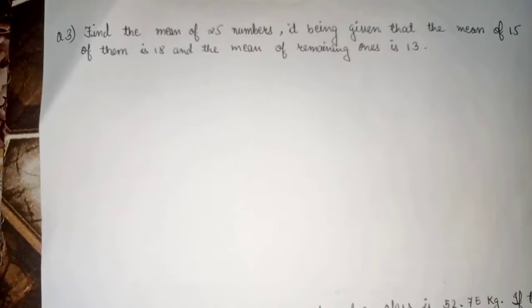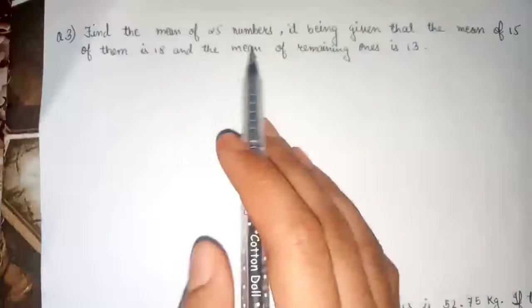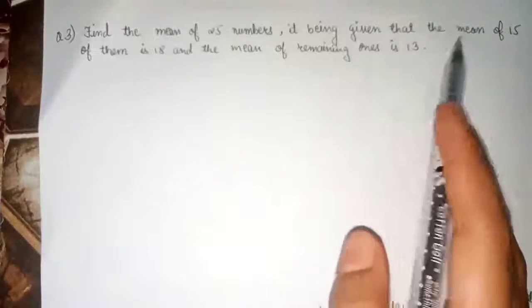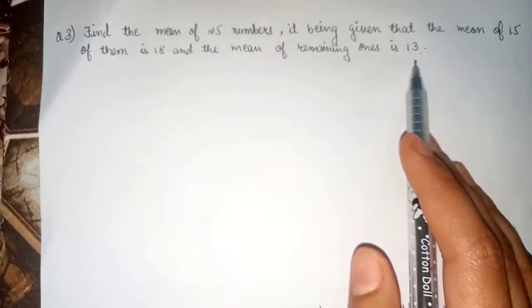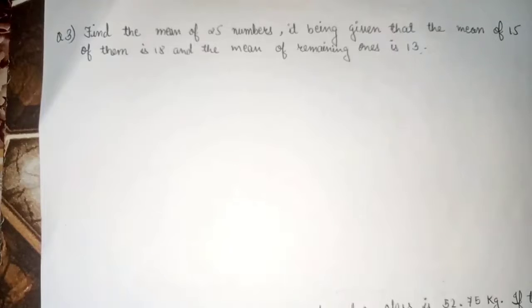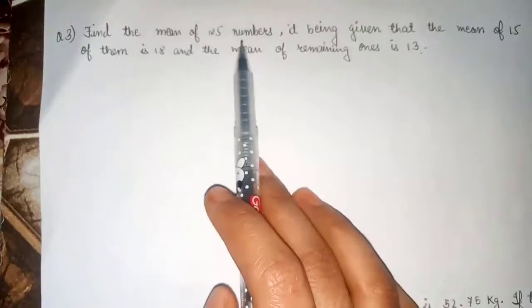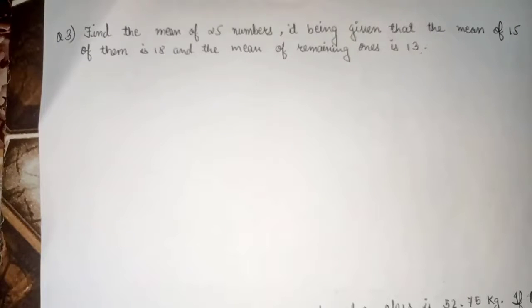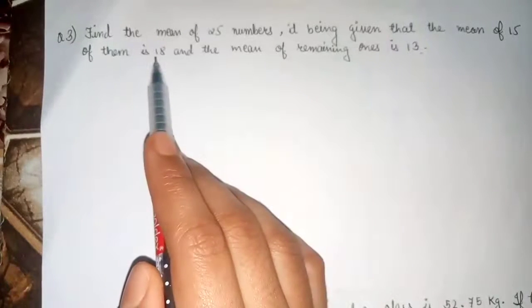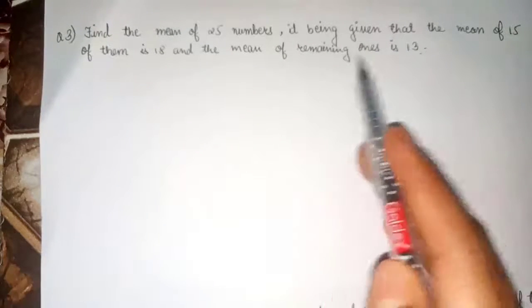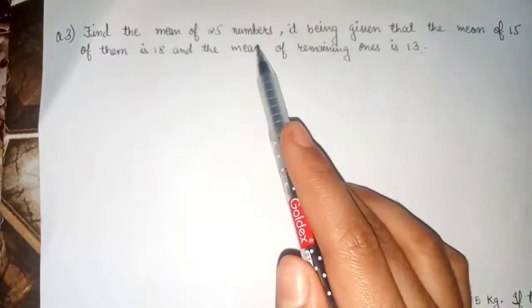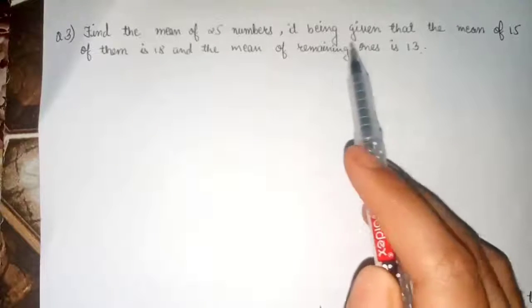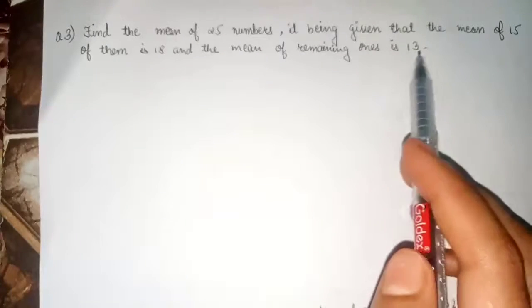So let's solve the next question: find the mean of 25 numbers, it being given that the mean of 15 of them is 18 and the mean of the remaining ones is 13. So we have to find the mean of 25 numbers, and the mean of 15 numbers is given as 18, and the mean of the remaining ones, that is 25 minus 15, which is 10 numbers, is 13.